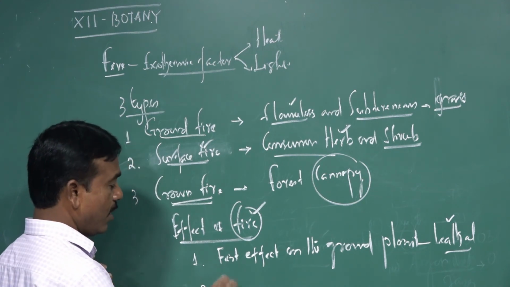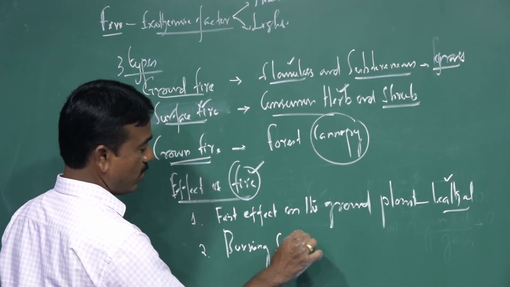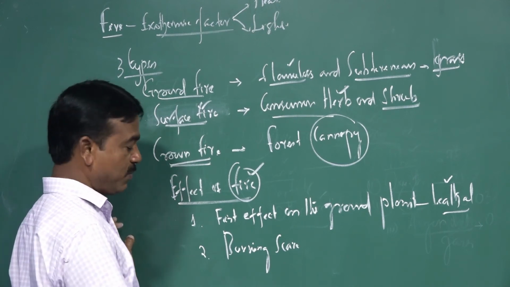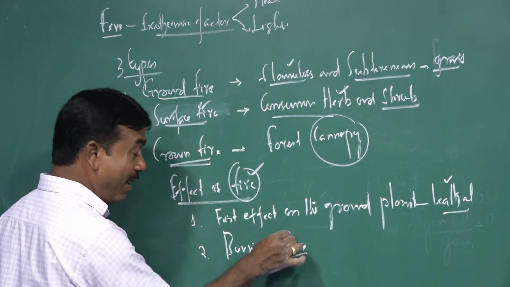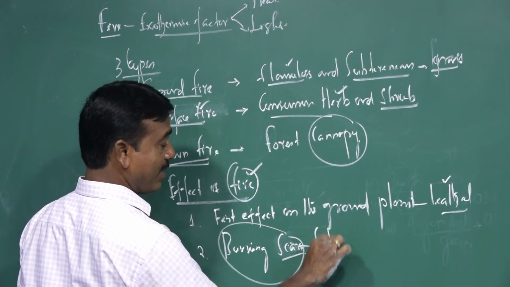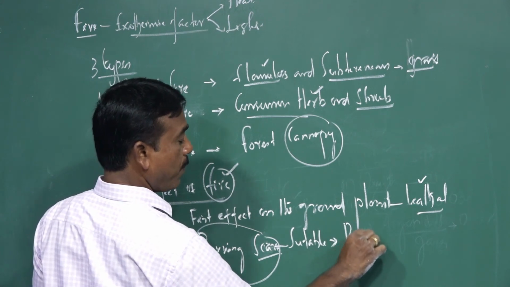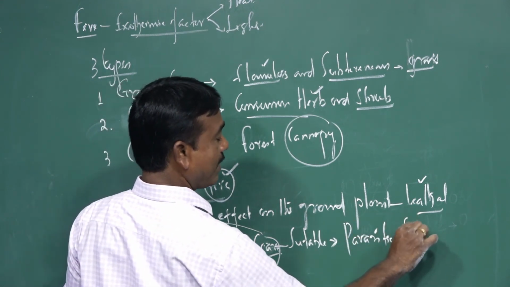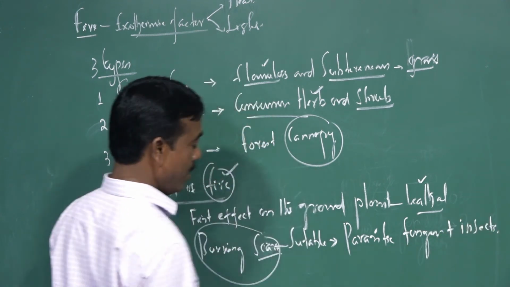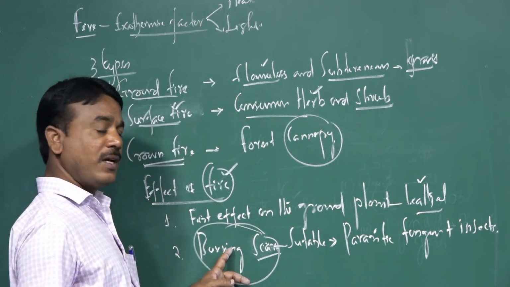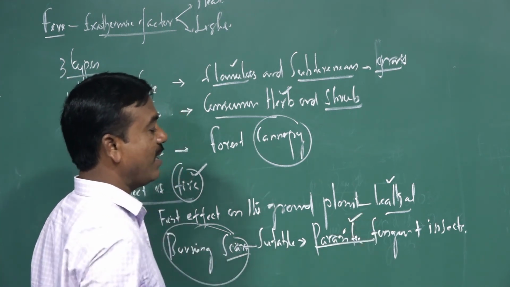Second thing, burning scar. What is a scar? It is a landmark, commonly called a scar. So a burning scar is a suitable place for entry of parasitic fungus and insects. Burning scars are suitable places for the introduction or entering of parasitic fungus and insects.